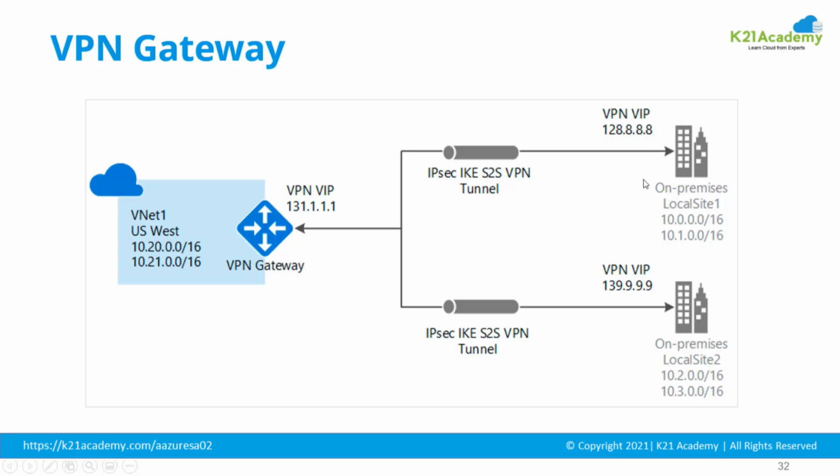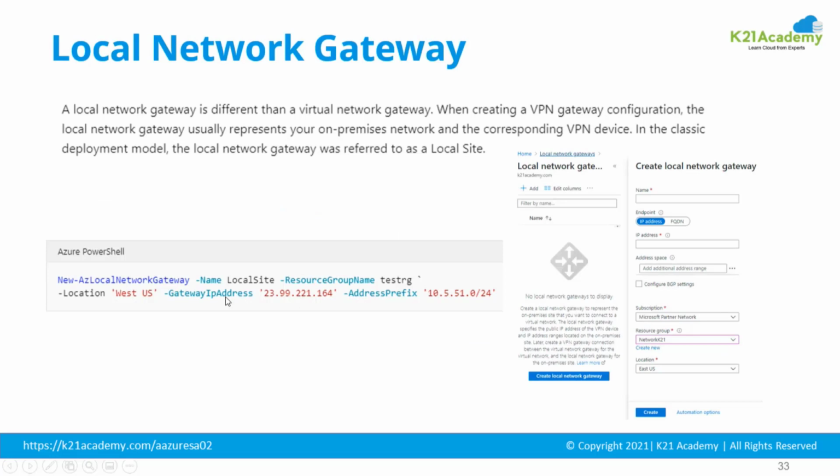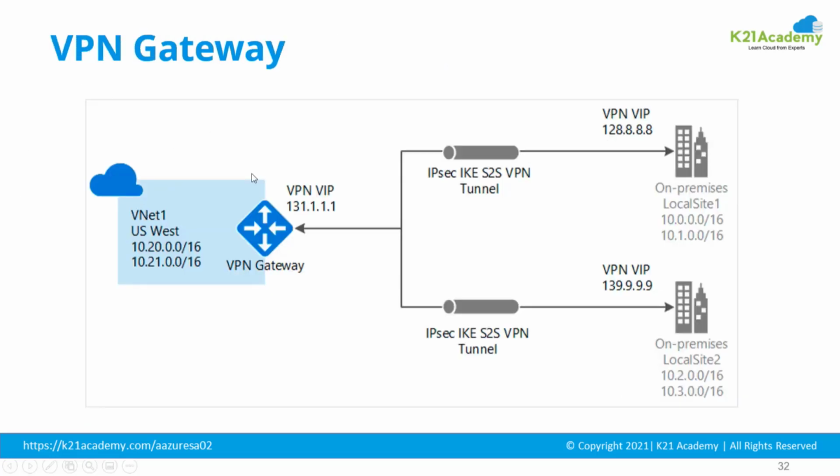So in on-premise, there will be a public IP which will be able to talk to this end of the VPN gateway. This is a secure tunnel, but that data is going to move over the internet here. And like that, you can configure multiple. So that's VPN gateway.